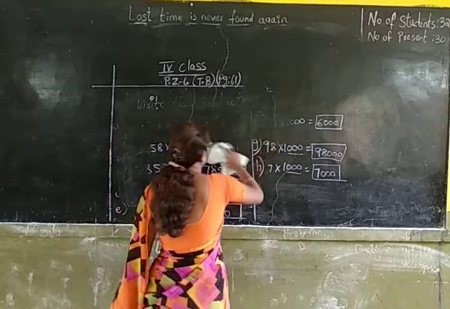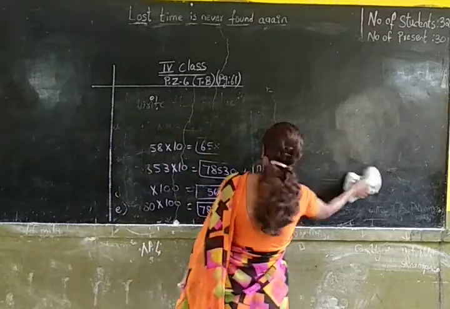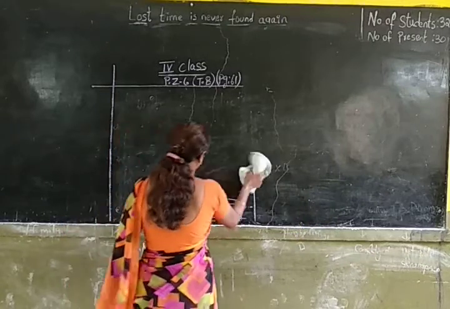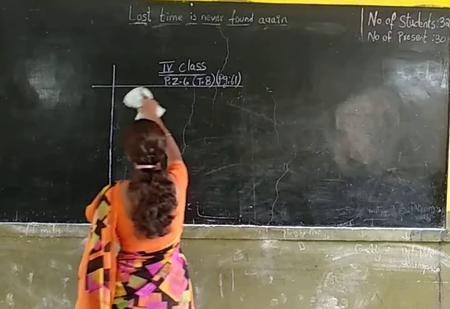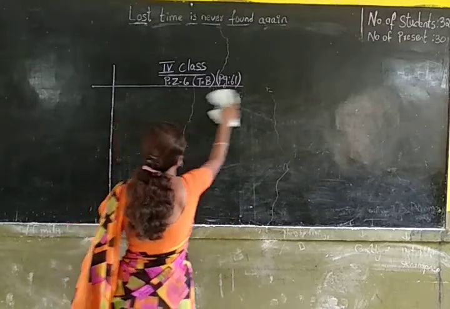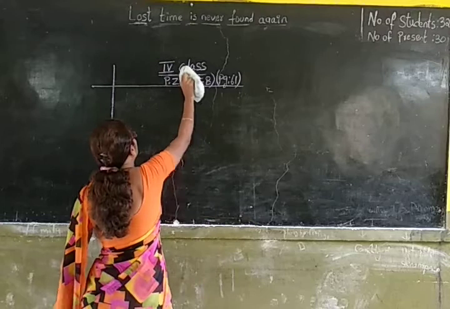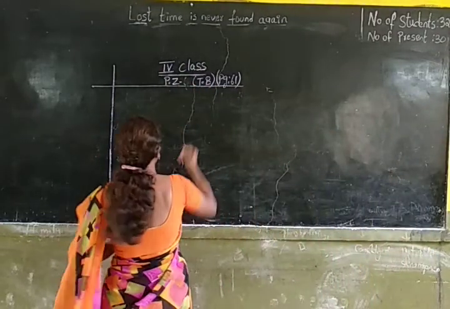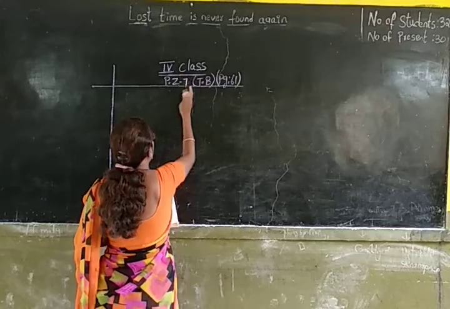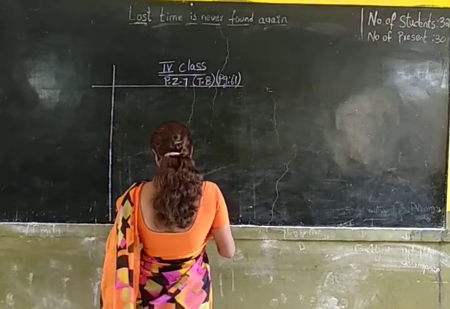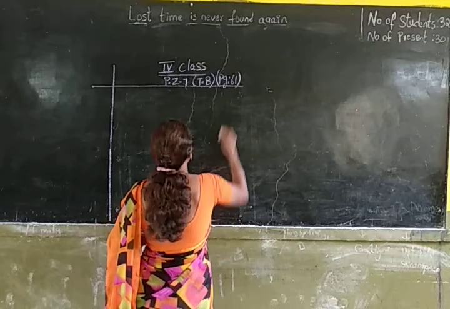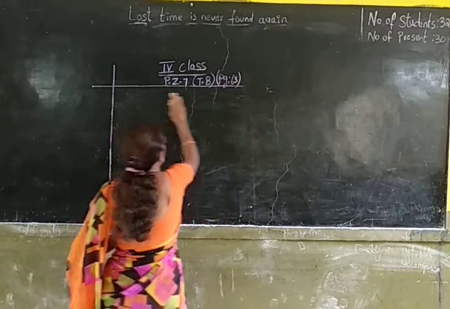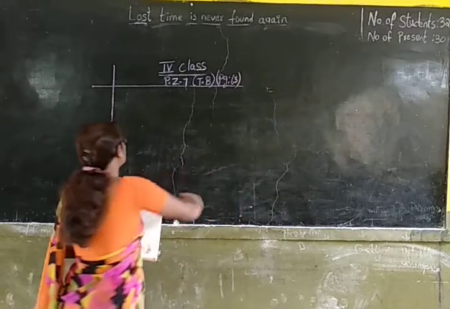Okay children, let us do practice zone 7 in textbook, page number 63.